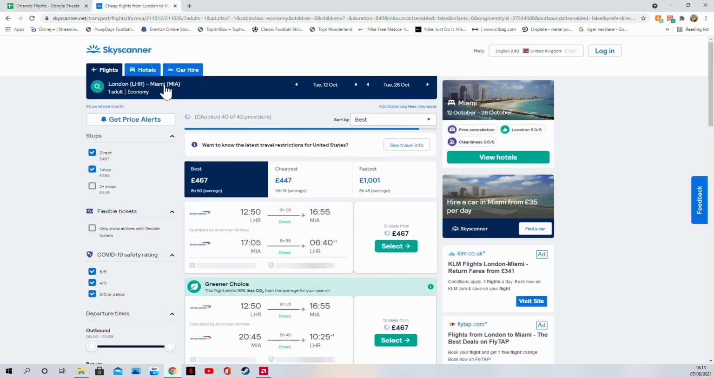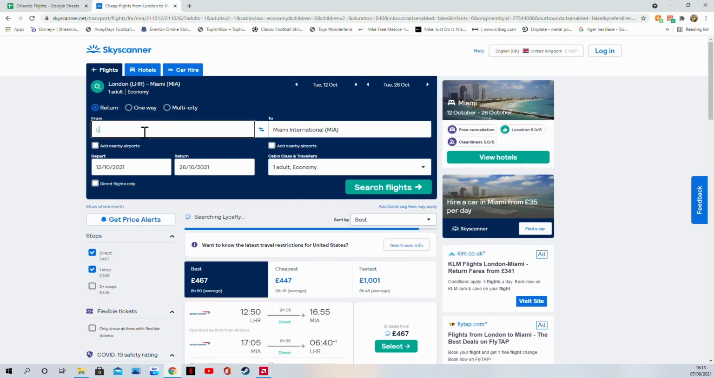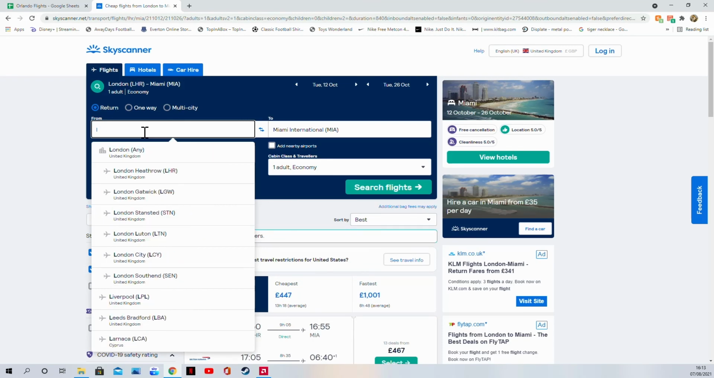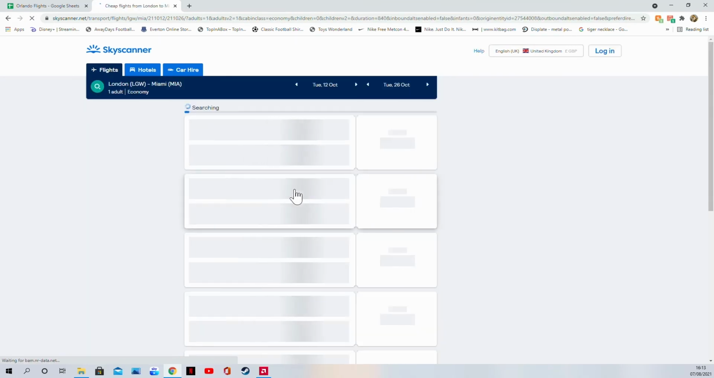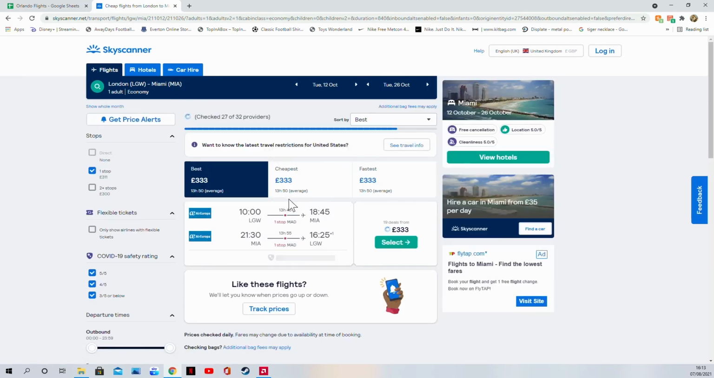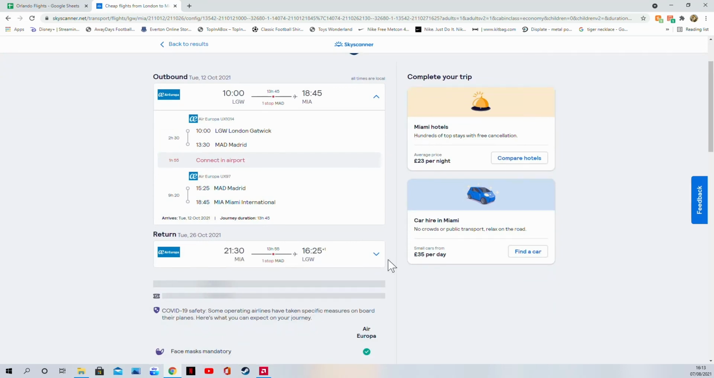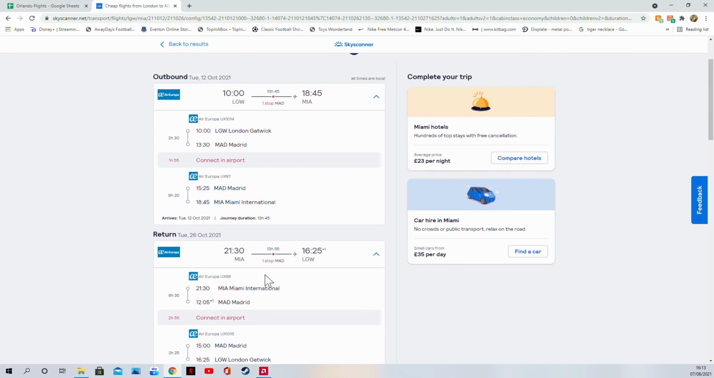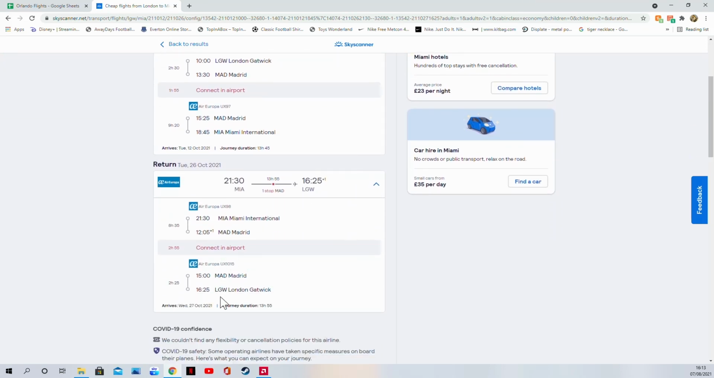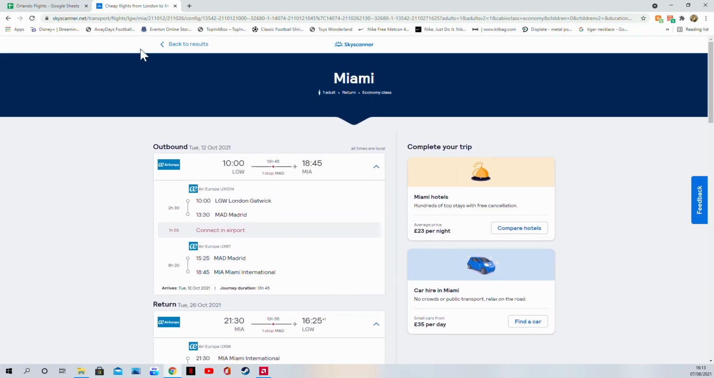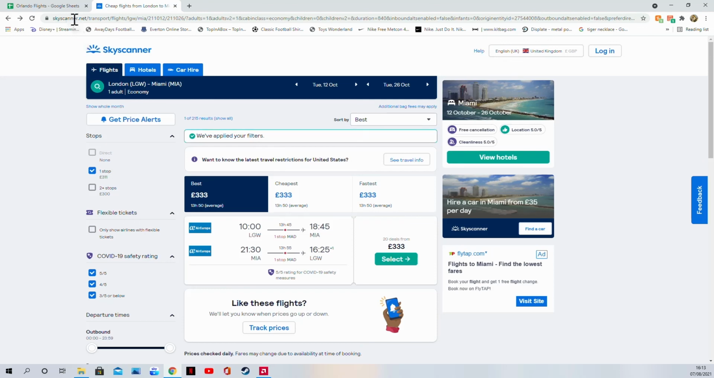And the last one we'll try is from Gatwick. So we can see here there's a reasonably cheap one at 333 with a stop in Madrid on the way. 2 hours on the tarmac in Madrid on the way there, 3 hours on the way back. Gets us back into London quite late, and it's a late flight coming back as well, so that's not too bad, and the cost of 333.